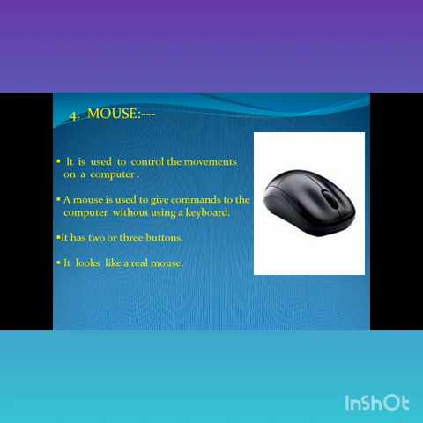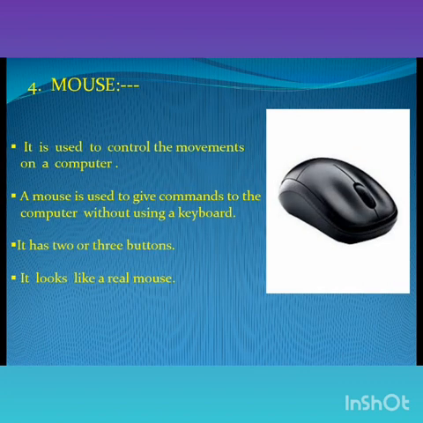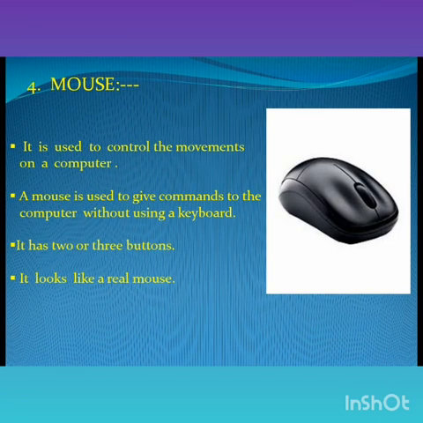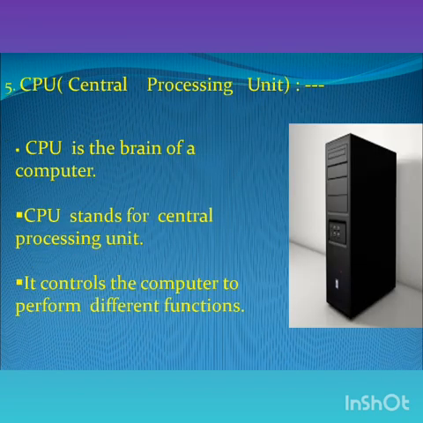Without using a keyboard, the mouse gives commands to the computer. The third point is it has two or more buttons. So the mouse has two or more buttons. The fourth point is it looks like a real mouse. So students, the mouse looks like a real mouse.